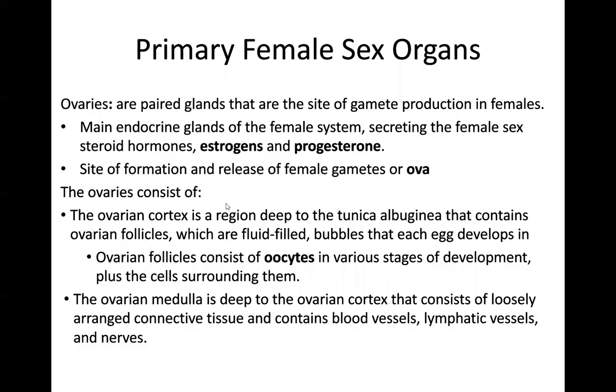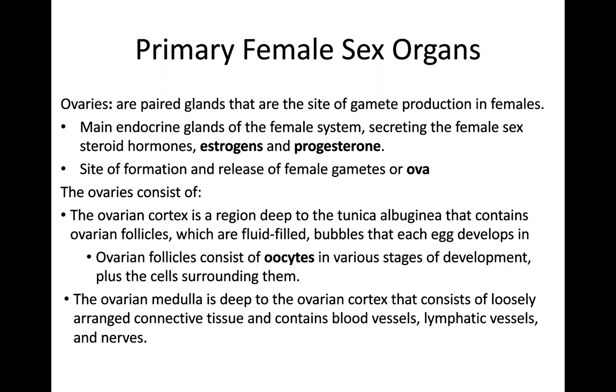All right, so that's it for at least right now with regards to the male reproductive system. We'll talk more about some stuff at the end of the lecture, but we're going to transition now to talking about the female reproductive system, and we'll start the same way as we did with the men, talking about the primary female sex organs, which are the ovaries.